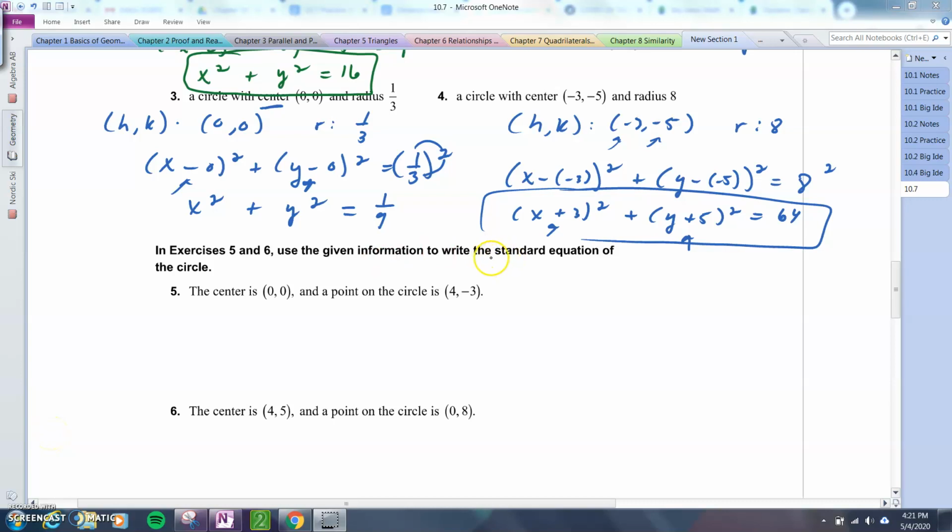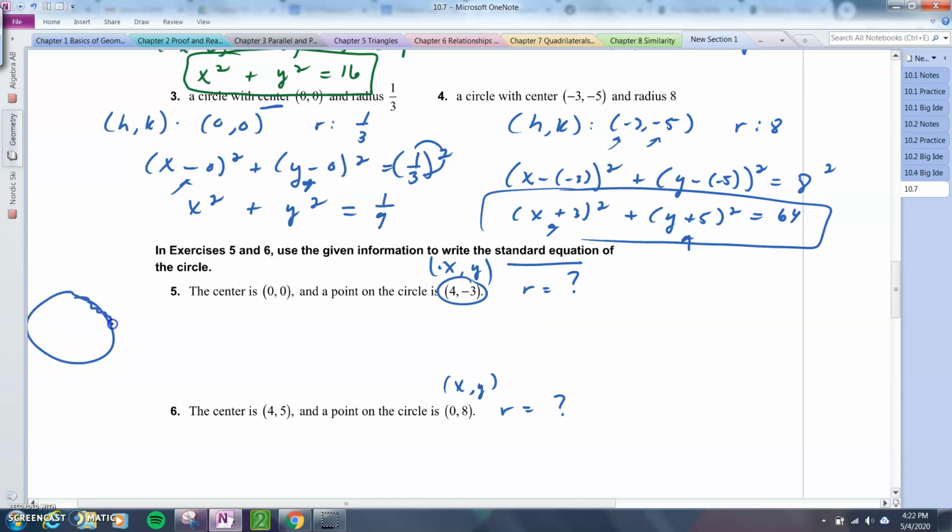Alright, so we want to write a standard equation for 5 and 6, but now we don't have r for either one of these. What we have instead is a point, some x and y that exists on the circle. So if I have my circle over here, at some point on this circle is an x and y, and then we're given a center. Well, we can just use that x and y in our equation and solve for the radius in this case. So if I just write this out again, x minus h to the power of 2 plus y minus k to the power of 2 equals r to the power of 2.